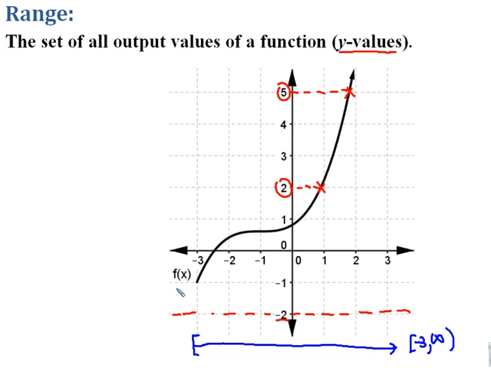For the range, we're going to do the same thing with the y values. This function's lowest point looks like it's at negative 1, and then it continues up for y values. So for this example, I'd say my range runs from negative 1 up through infinity. With the range, generally what we're looking at is the greatest value or lowest value to use to describe it.